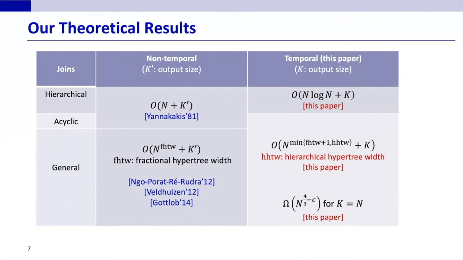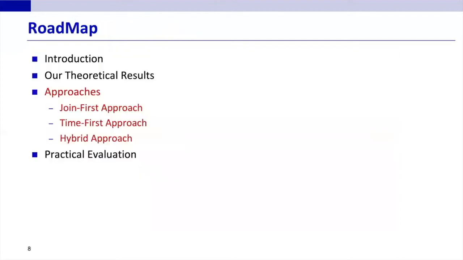Furthermore, we show an efficient algorithm for non-hierarchical temporal joints based on 2 query-dependent quantities, the fractional hypertree width and the hierarchical hypertree width, measuring how far the joint query is away from being hierarchical, which is a new notion of width defined in our paper. Next, I will go over 3 approaches for achieving those theoretical results.